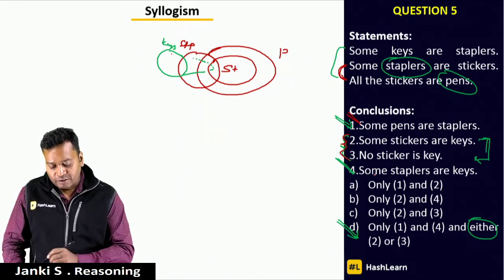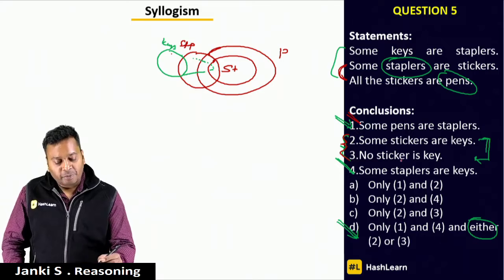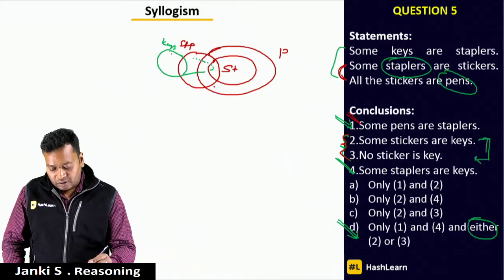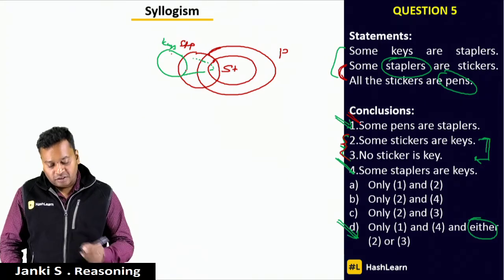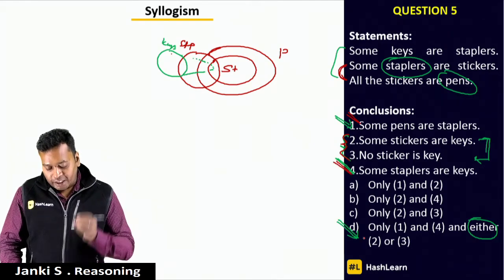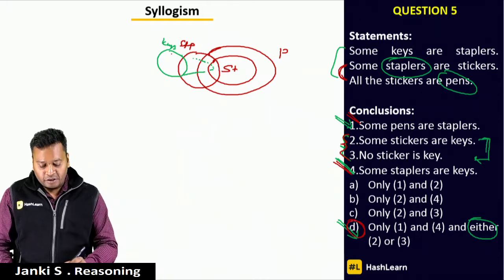So either format will work here. And some staplers are keys, so some staplers are keys here, right. So this is stapler here, stapler is this part and this is keys here, right. So that is following, right. So my answer is option D, right.